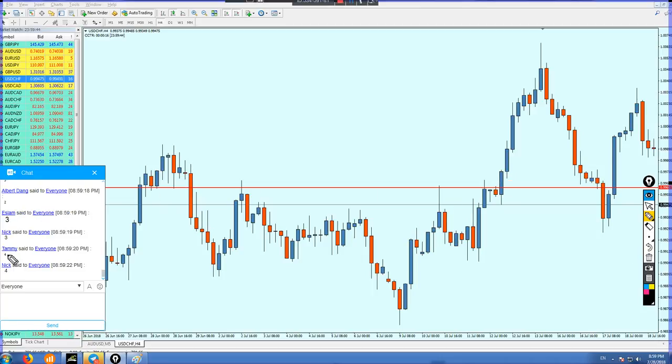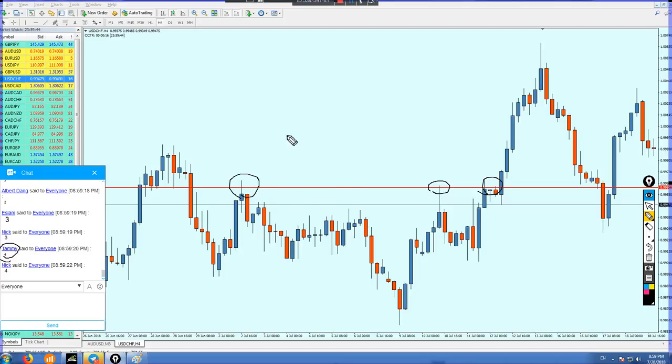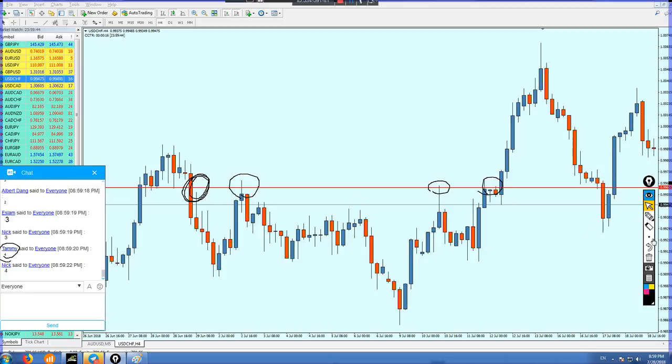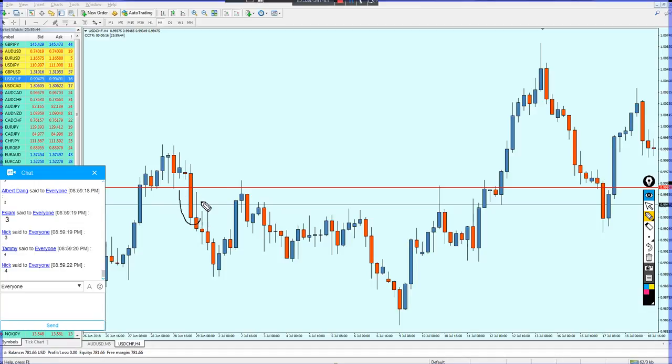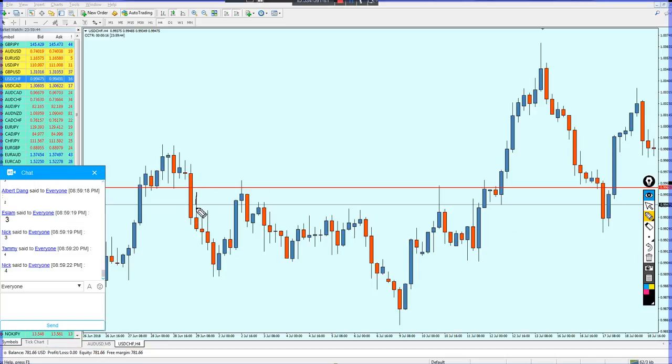Yes, Tammy is the winner with the right answer. 4. 1, 2, 3, 4. This long wick here, guys, it cannot be ignored. This is one big mistake a lot of people make. When I tell them to count the first attempt after the breakout, they miss the long wick that happened right after this breakout.